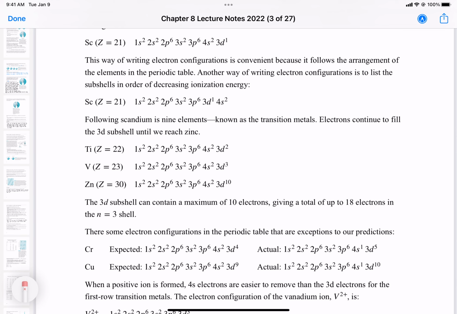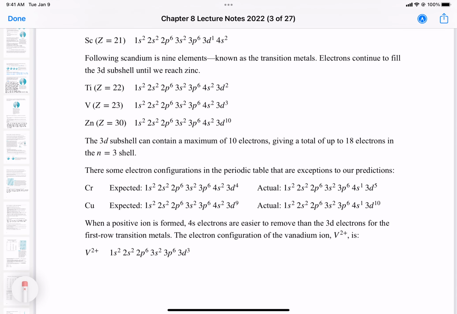Okay? So when a positive ion is formed, we say the 4s electrons are easier to remove than the 3d electrons for the first row transition metals. An example of that is, let's take vanadium, right? We remove 2 electrons, we remove the 4s first and not the 3d. So once we remove the 4s, we can actually remove the electrons from the 3d because that'll be the next highest electron orbital where electrons can be removed.